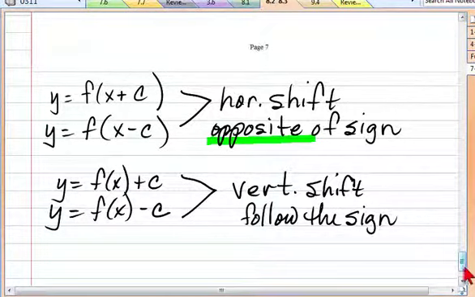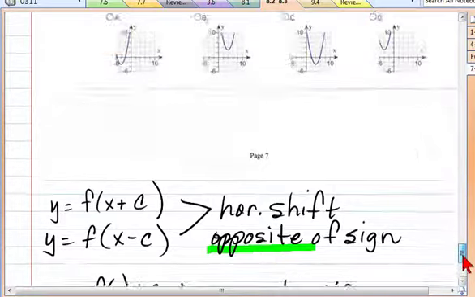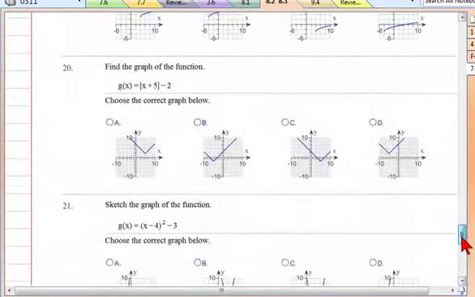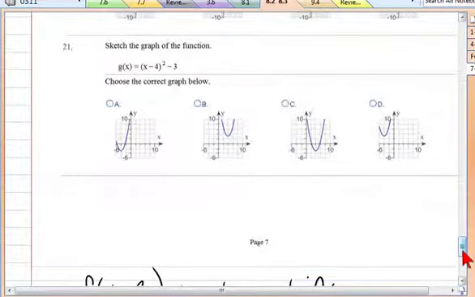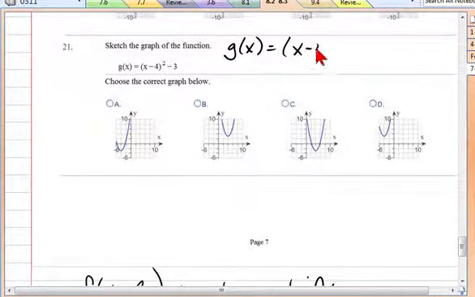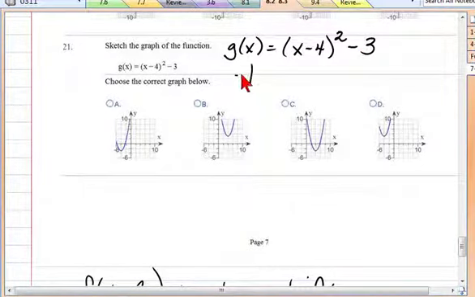I have to apologize and go back because there is a problem that I want to look at, number 21. My apologies, I forgot. What if there's more than one transformation? This says g of x is (x minus 4) quantity squared, minus 3. First of all, what will be the shape? This will be a U. It's a squaring function.